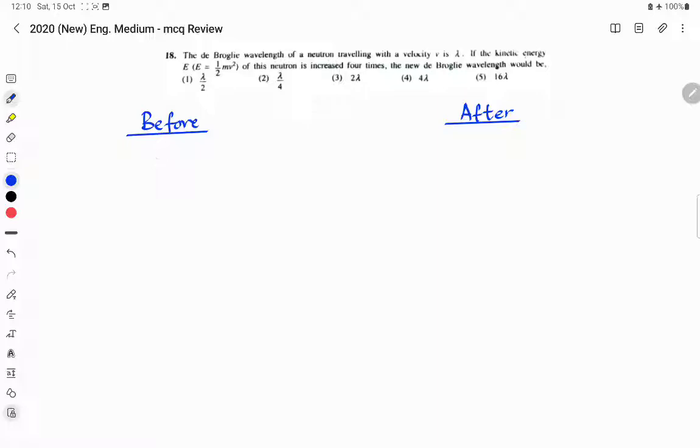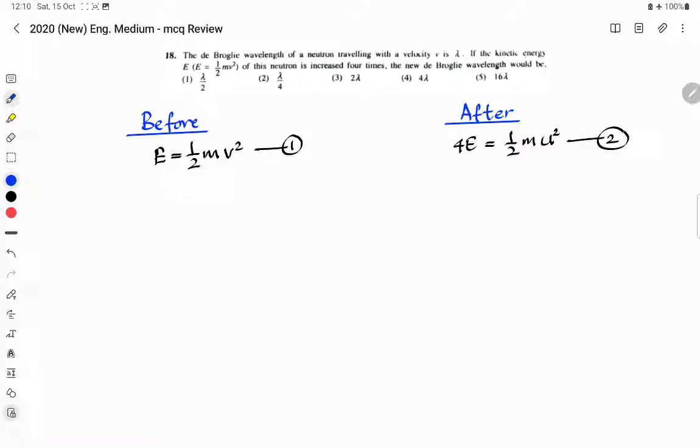Now here the kinetic energy is E equals half mv squared. After the kinetic energy has been increased, it will be 4E equals half, still the same m because it's the same neutron, but the speed of the neutron is now different. Let's say it's u squared. So this is our first equation, this is our second equation.